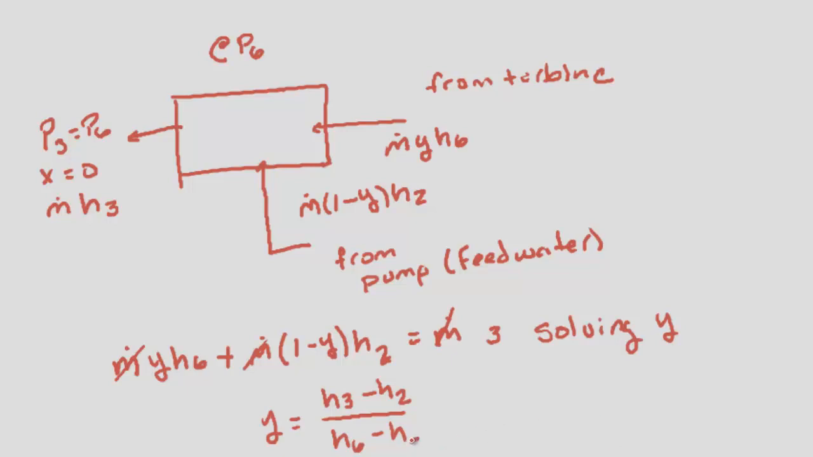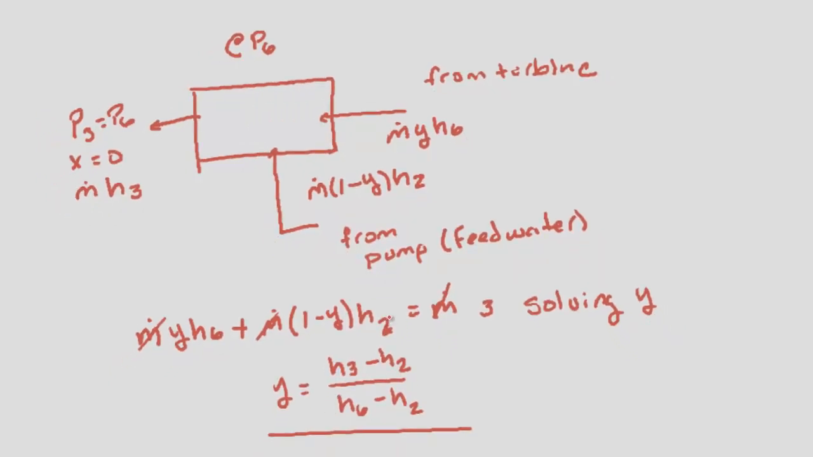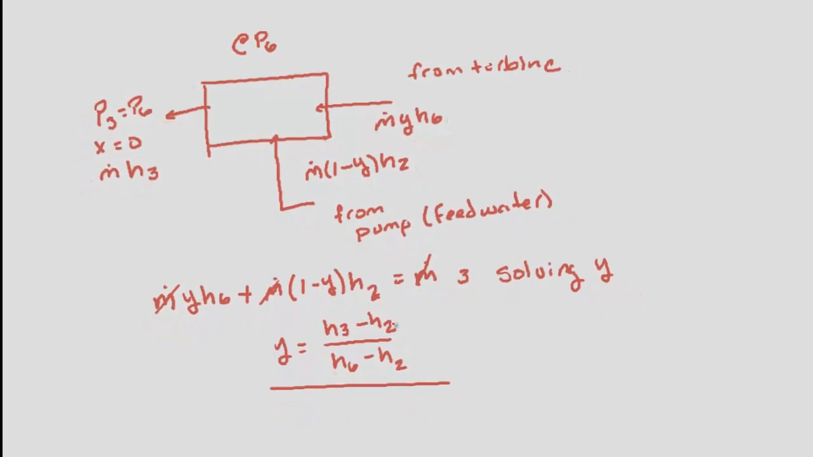So we have H2. This is the fraction of vapor that we need to get in order to have saturated liquid at the exit of the mixer, which is at P6. And only this fraction will get it. If we extract more from the turbine, as we said in the previous slide, we'll start to boil the water. If we have less than this, we'll have some cooling.